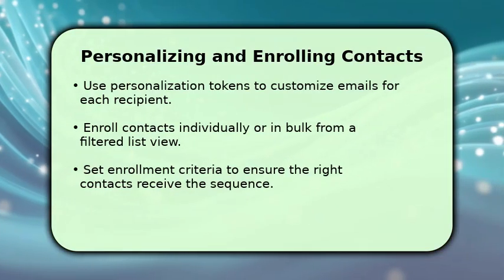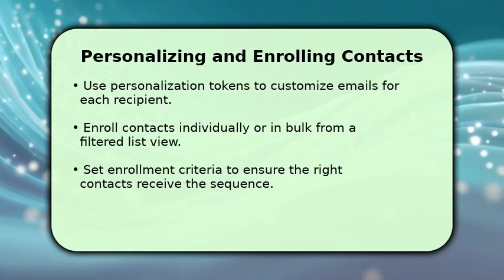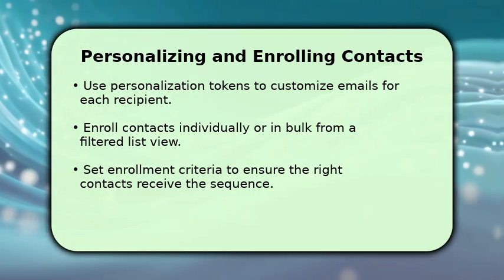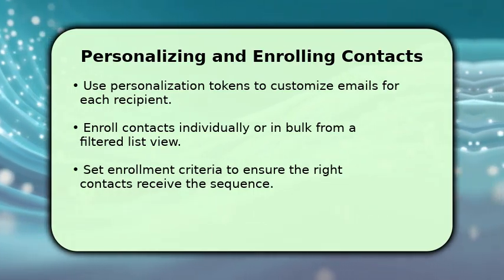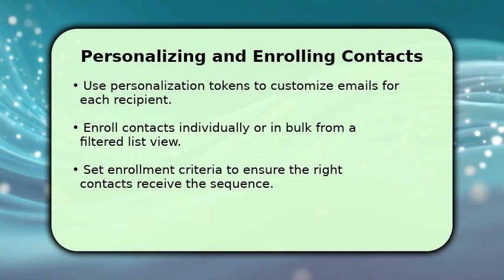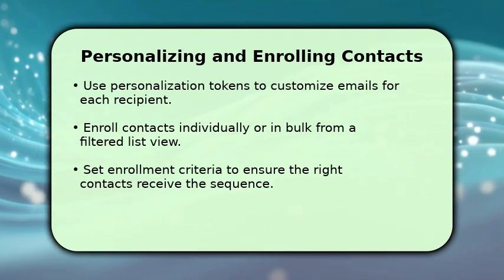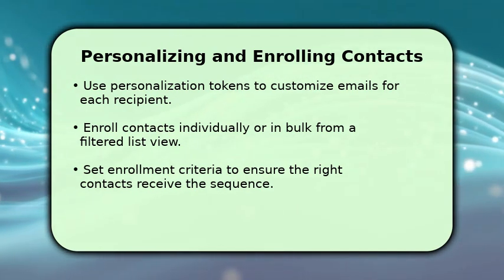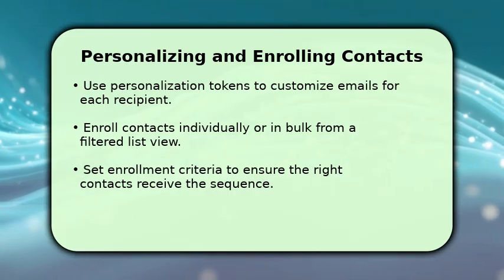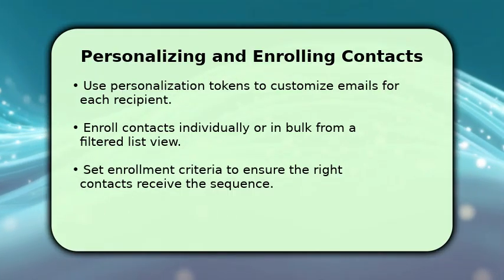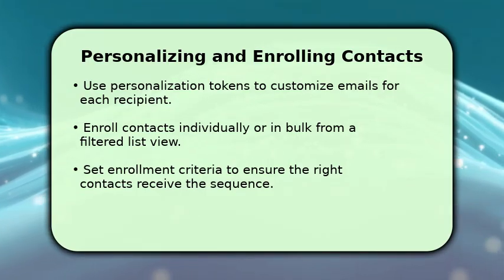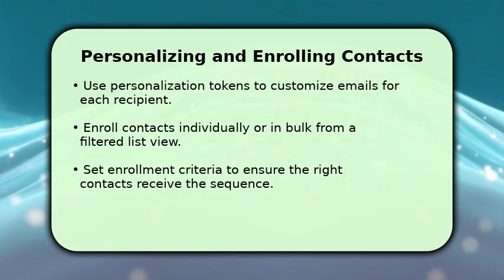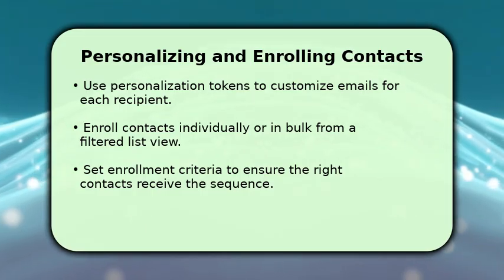Personalization is key to successful sequences. Utilize personalization tokens, such as first name or company name, to make each email feel unique and relevant to the recipient. You can enroll contacts one by one directly from their record, or efficiently enroll multiple contacts in bulk from a filtered list. Always ensure your enrollment criteria are precise, targeting the most suitable prospects for your outreach.